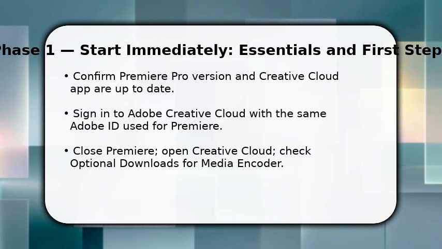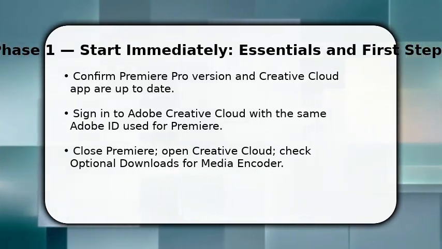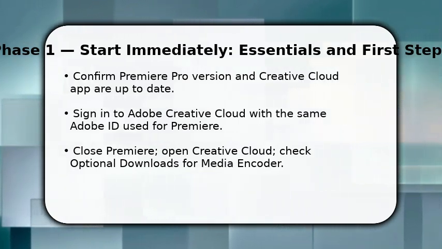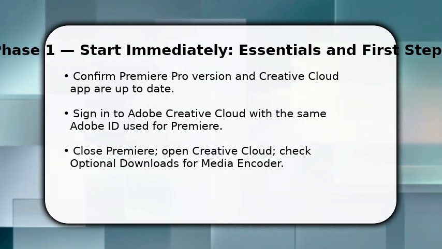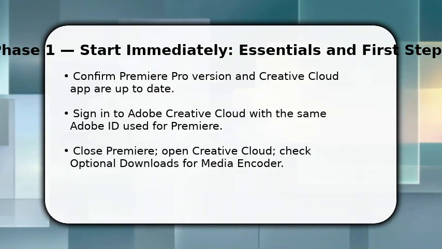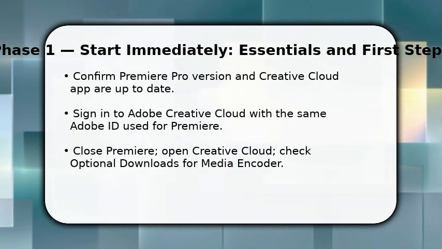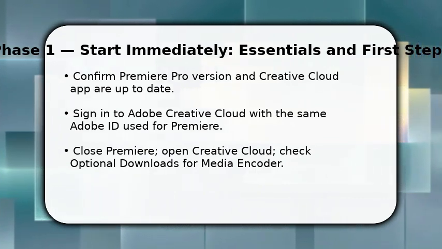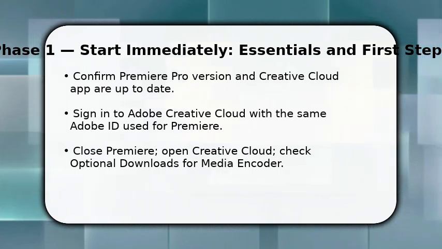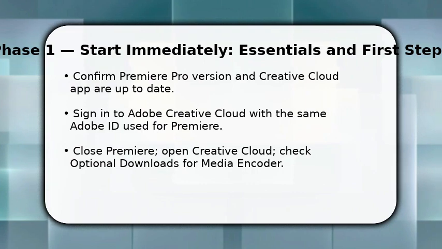You start by confirming versions and account. This matters because installers match versions. Once signed into Creative Cloud, make sure updates are applied. Otherwise, installers fail. Close Premiere Pro now so files aren't locked, and open Creative Cloud to inspect optional downloads or installed apps. If Media Encoder shows as not installed or a different version, you'll see an Install or Update button. Click that to begin. You're ensuring compatibility between Premiere and Media Encoder before proceeding to deeper fixes.